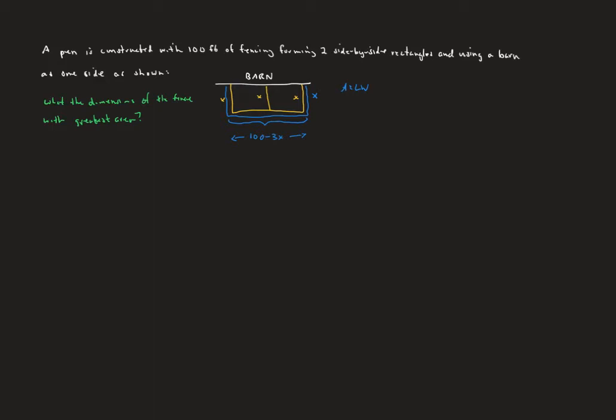So the area then is going to become length times width, which is going to be x times 100 minus 3x.